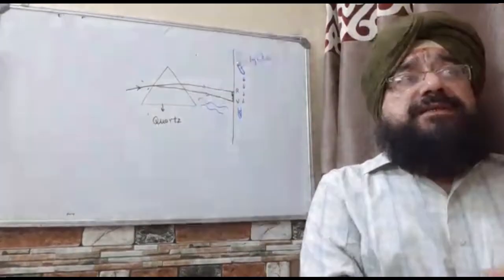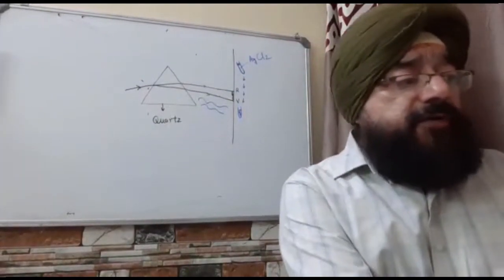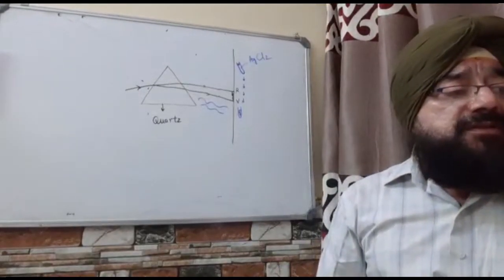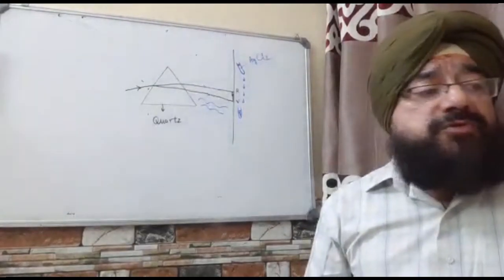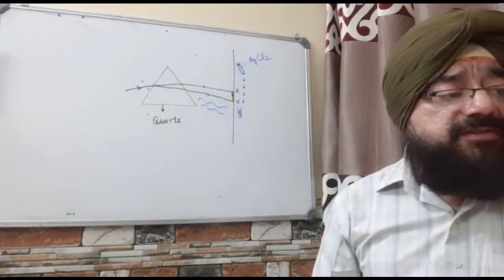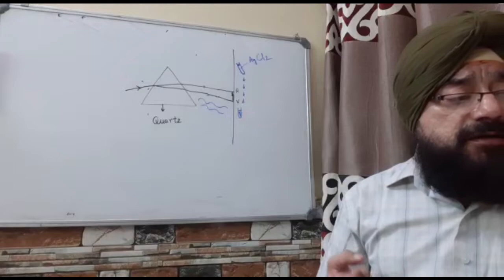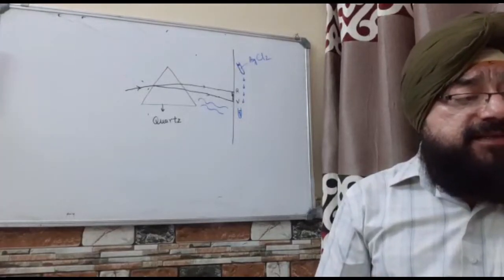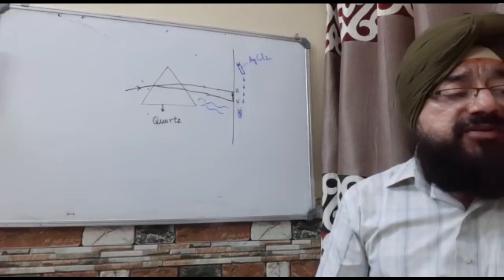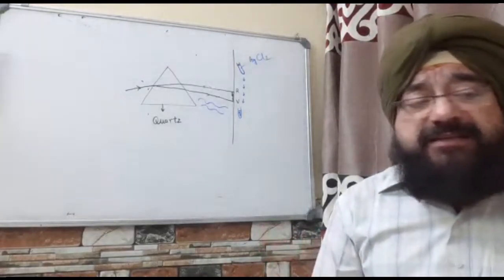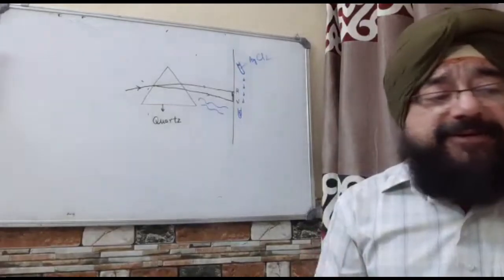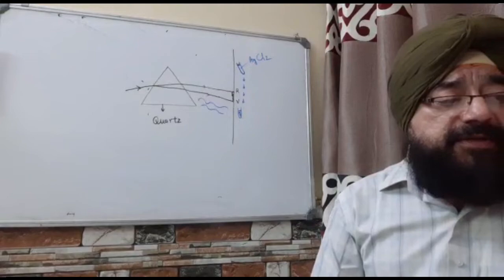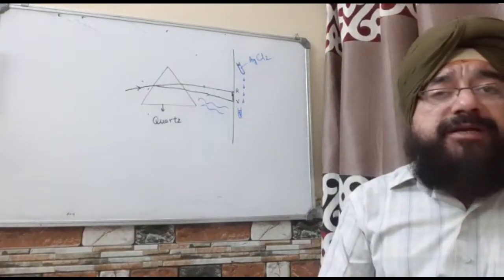Now if you replace this glass prism by a quartz prism, quartz is a material, you must have heard the name, used in watches to give you a kind of visual effect. Quartz watches are there, and quartz material. So if you use a prism made of quartz, then you will see that still the same visible colors are seen on the screen, and nothing is seen on this end or that end.